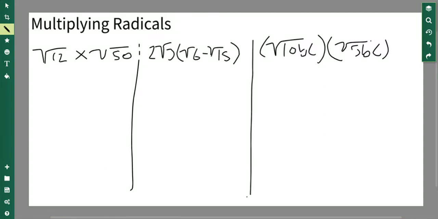Today we're going to learn about multiplying radicals. So let's start off with this equation over here. It may look a little tricky, but trust me, this question is not too difficult.